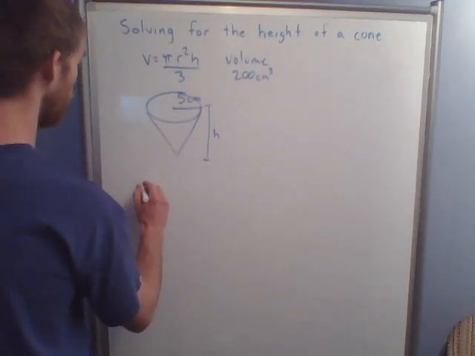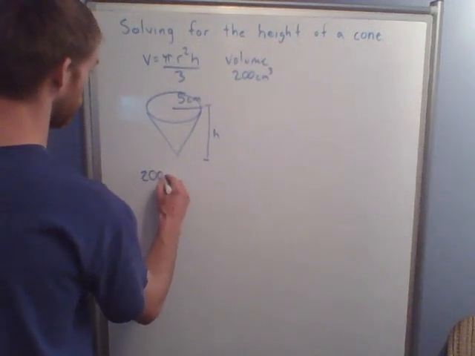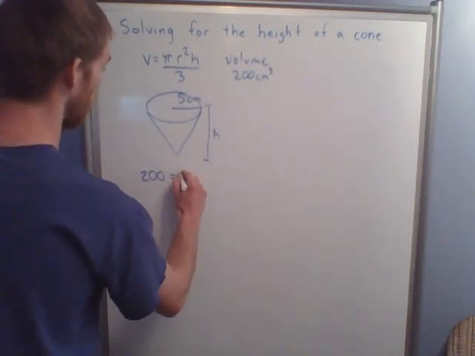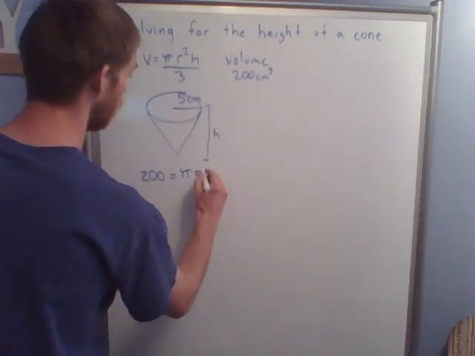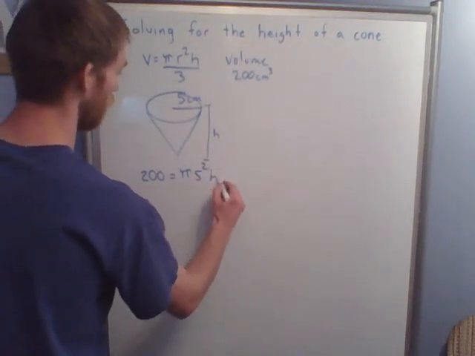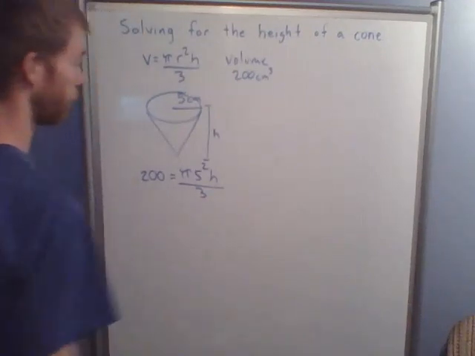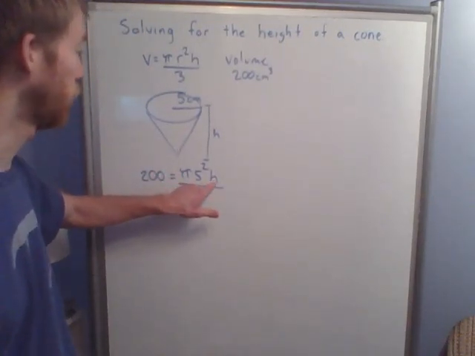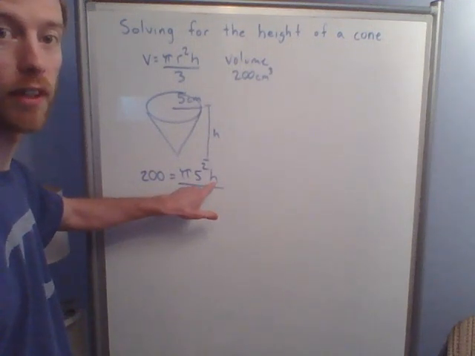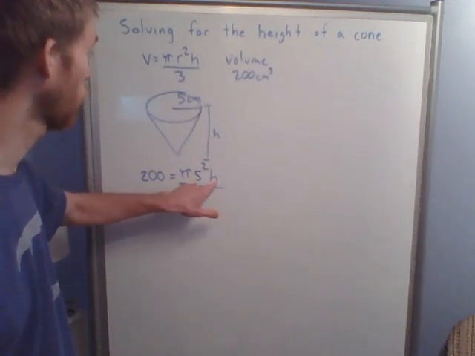So instead of V, I'm going to write 200 equals pi times r squared. R squared is 5, so 5 squared times h divided by 3. Okay, once it's all plugged in, you should only have one variable. That means you know you plugged everything in. So h is what we're going to get by itself.